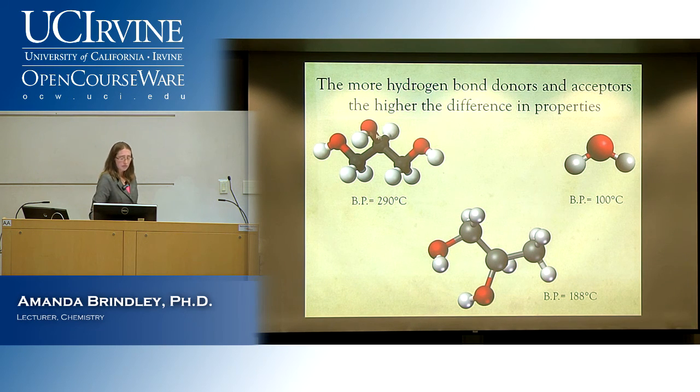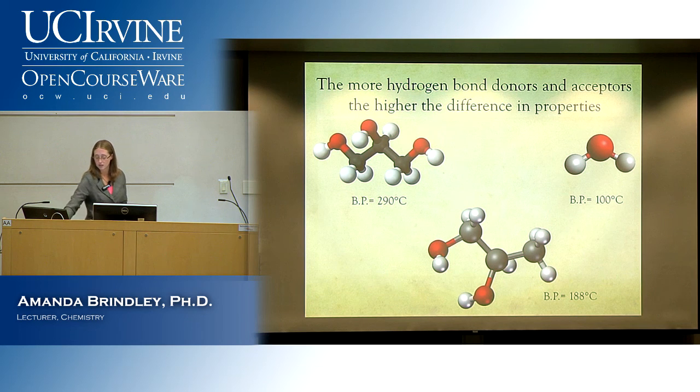So what we're going to do here at the end is say that all of these different forces affect your boiling point. The more forces you have, the more your boiling point's affected. So something like this molecule, how many hydrogen bond donors and acceptors do you have? You have this section where you have a hydrogen and a hydrogen and a hydrogen that's bonded to an oxygen. So three. And then you have an acceptor here, an acceptor here, an acceptor here.